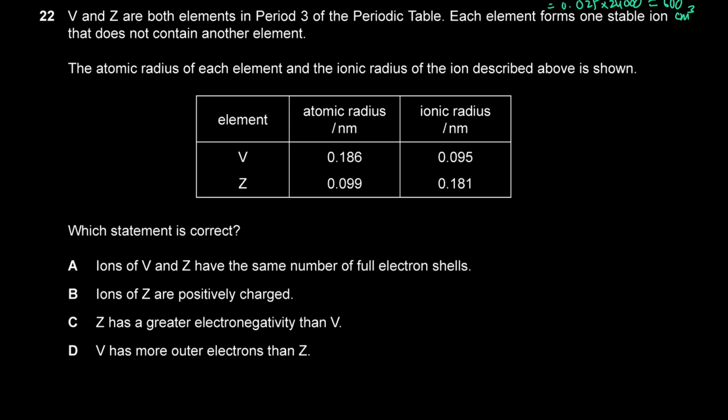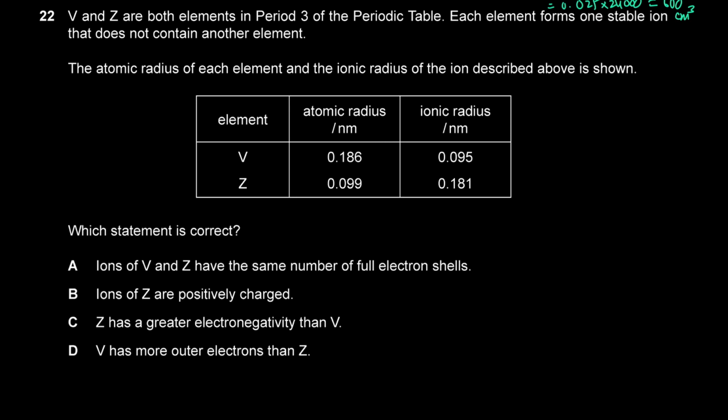V and Z are both elements in period 3 of the periodic table. Each element forms one stable ion that does not contain another element. The atomic radius of each element and the ionic radius of the ion described above is shown. Which statement is correct? So in the case of V, the ionic radius is smaller than the atomic radius.